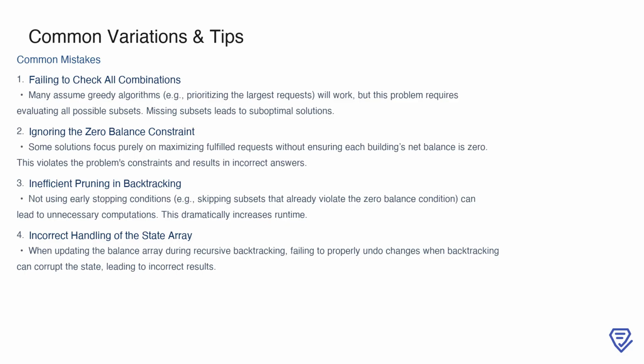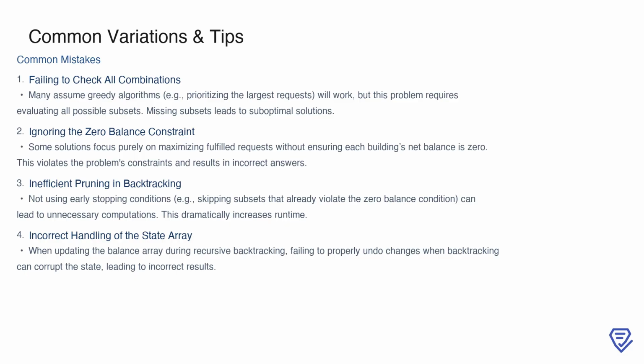Next, it's critical to remember the zero balance constraint. Some solutions focus solely on maximizing the number of fulfilled requests and overlook the requirement that each building's net balance must equal 0. Ignoring this constraint violates the problem's rules and results in incorrect answers.